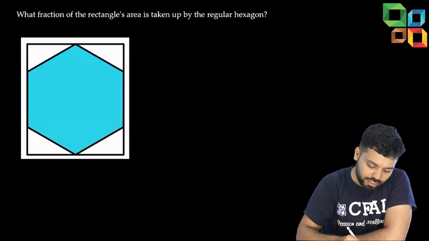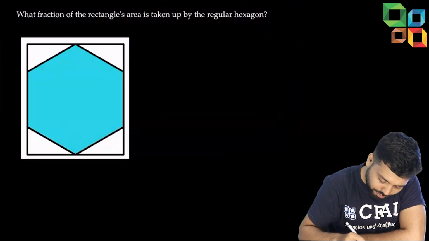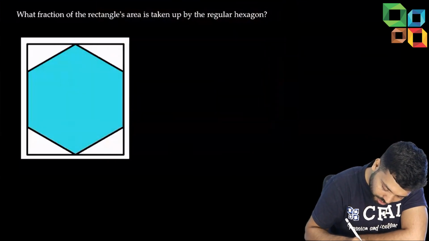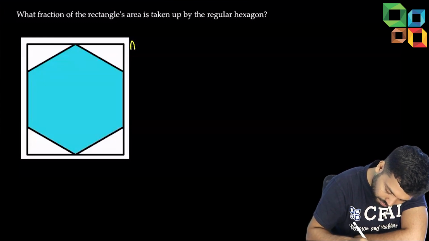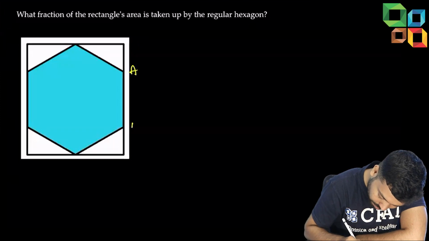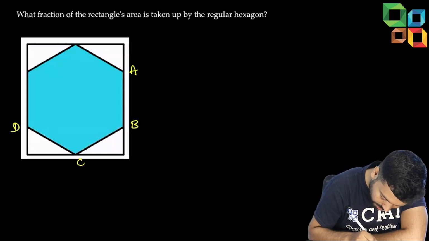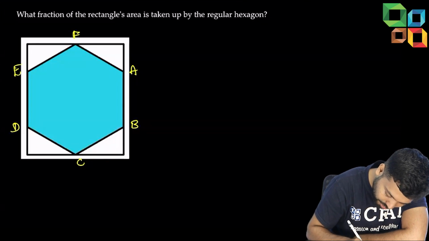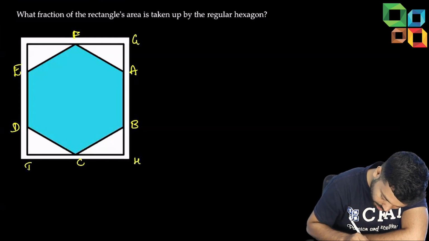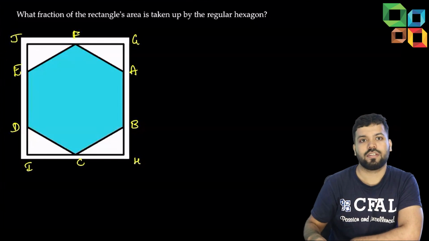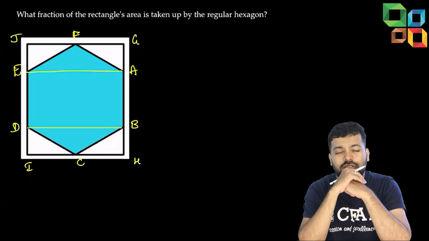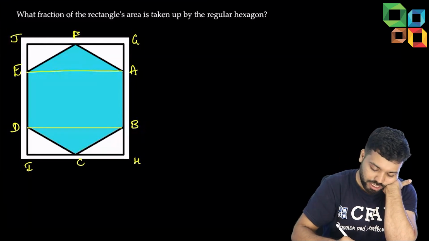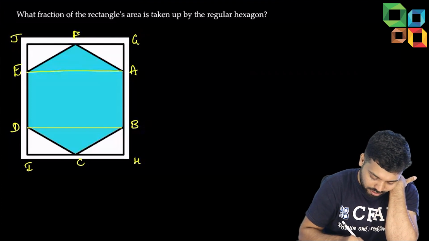Should I name the vertices again? I'll name it for you. Say this is A, B, C, D, E, F, G, H, I, J. How do we get the area of a regular hexagon? We can break it up into 6 equilateral triangles. Yes. Then we can apply the area formula of an equilateral triangle and multiply by 6.